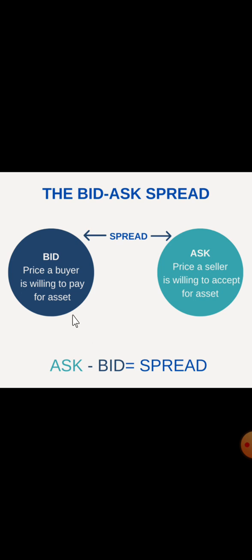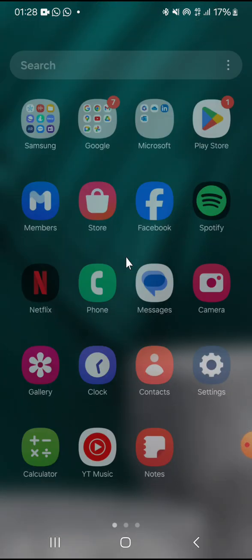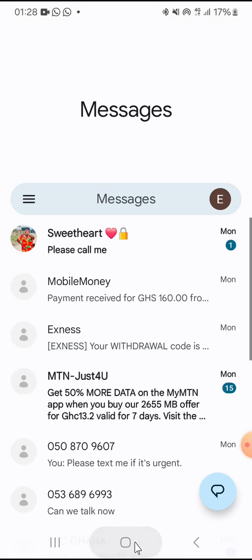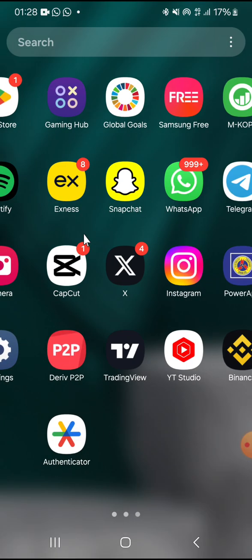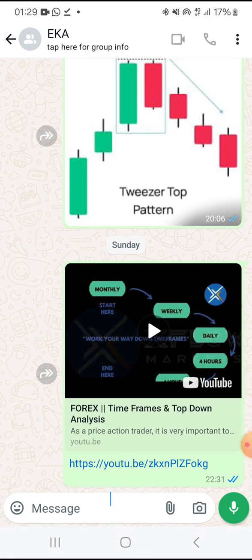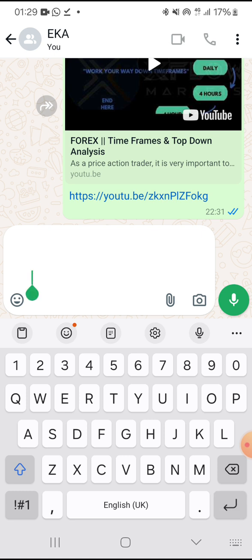I want you to pair your country's currency with the US dollar. We are going to do a quick example here. Let me go to WhatsApp, and I'm going to use this to do an example. I'm in Ghana, so I'm going to use the Ghana cedis.